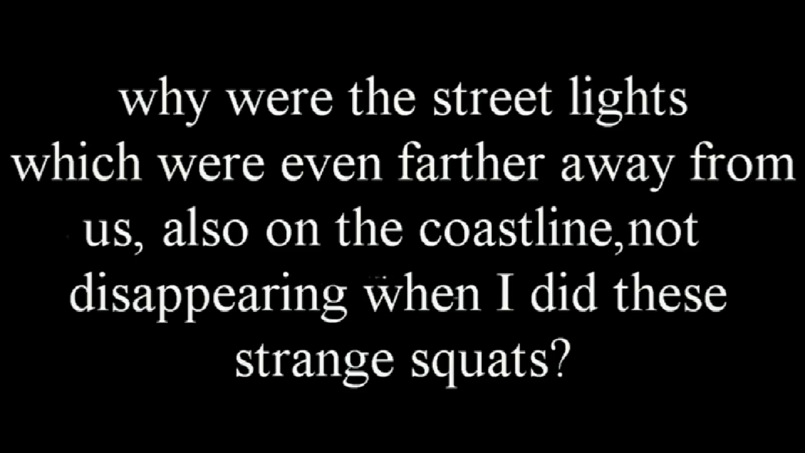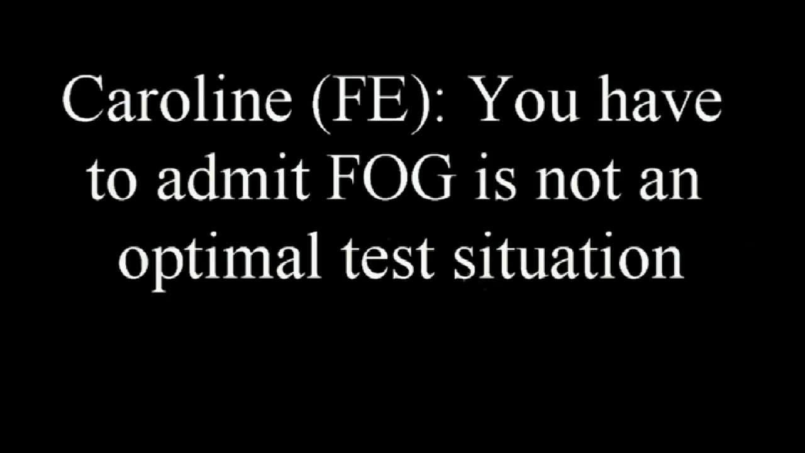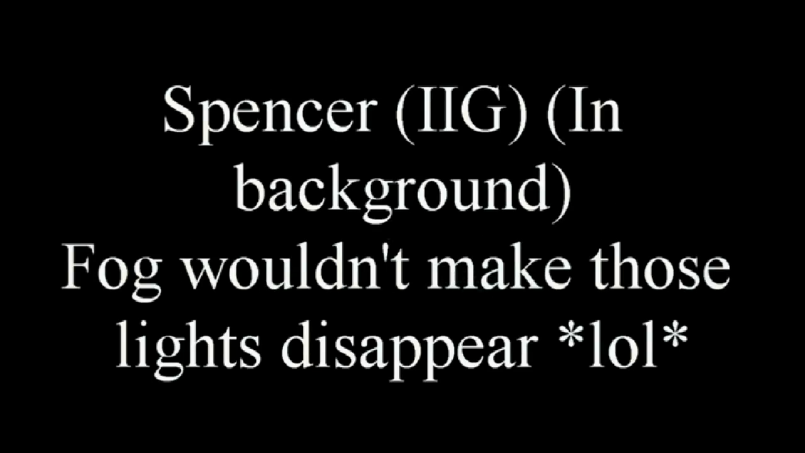It's the fog. It doesn't matter what you're seeing in the back. We're seeing what's in the front. But what I'm asking is, why would that light just disappear when you change your eye height? Because the ground is warmer than water. You have to admit, fog is not an optimal test. I would like to see that tested in the lab. Wouldn't make those lights disappear.